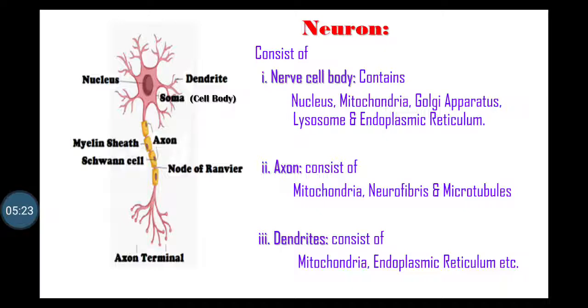Third part, dendrites. Dendrites receive the impulses from other cells and carry the impulses toward the cell body. They are generally short and branch like a tree shape. Cytoplasm of dendrites consists of mitochondria, endoplasmic reticulum, etc.